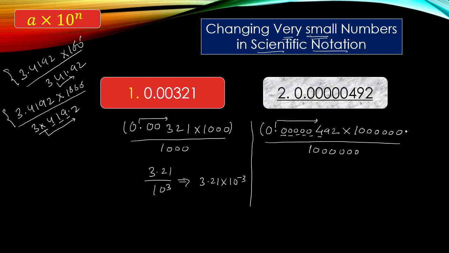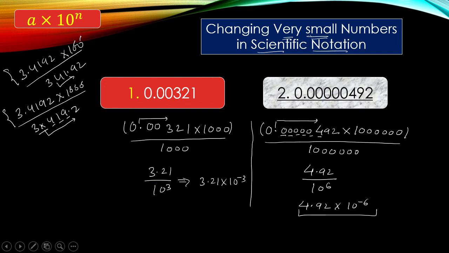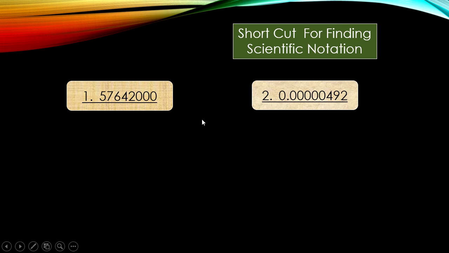Now in the numerator, the multiplication will provide us the result 4.92, and the denominator can be written as 10 raised by 6. So the final result is 4.92 multiplied by 10 raised by minus 6. So this is the scientific notation of the second number. Now what is a short key for changing the numbers in scientific notation?